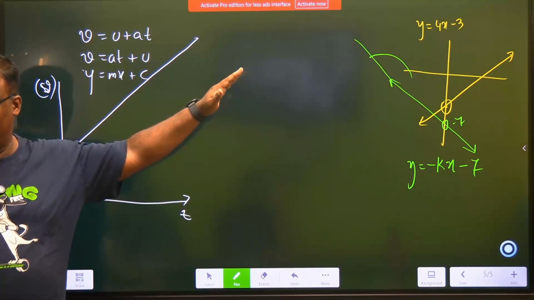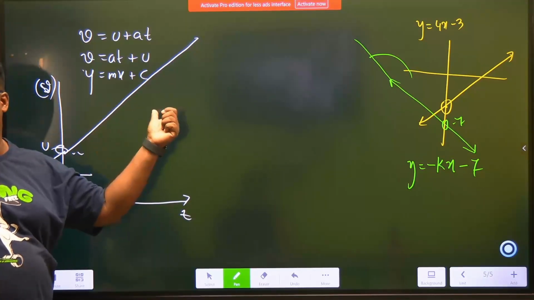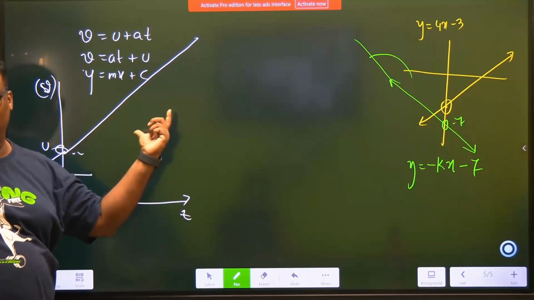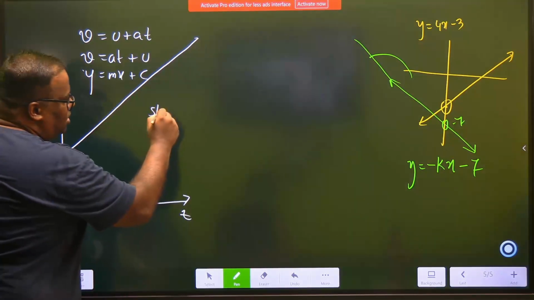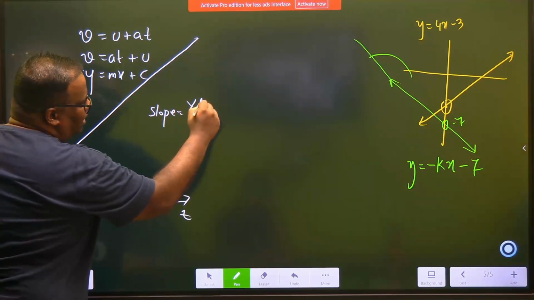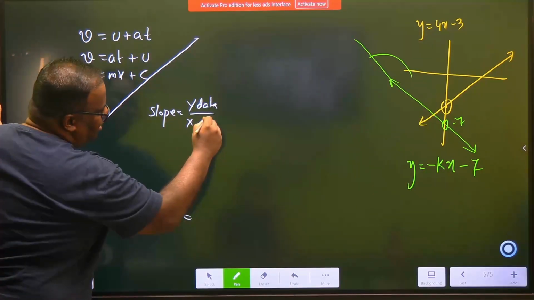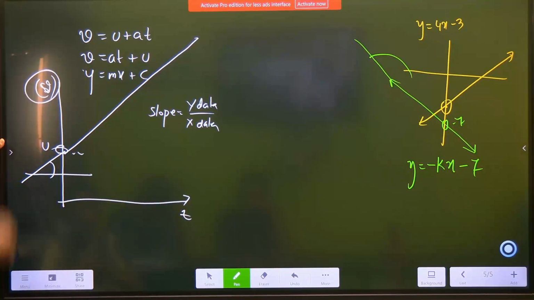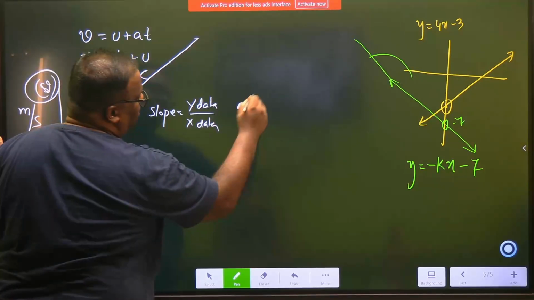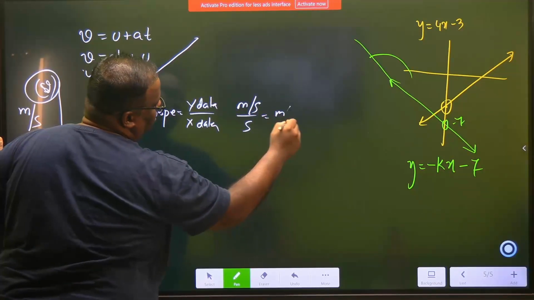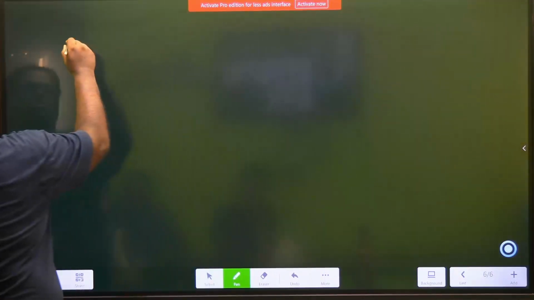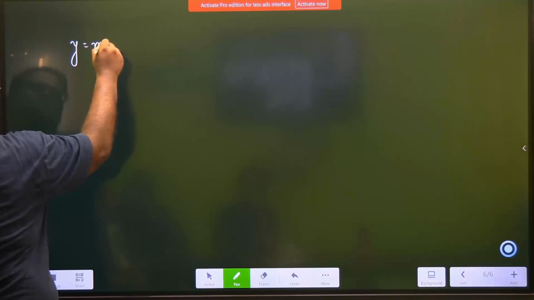Understood? And what are we finding? We are finding slope of this line. See the beauty. Slope is what? I told you something y data, because I told you this will be used in physics, over x data. On y-axis, what am I plotting? What is the unit of velocity? What is the unit of time? Meter per second divided by second. Meter per second square. That means the slope is going to come. You saw how it comes. Let's see some mathematics scenarios. Y equal to mx plus c.